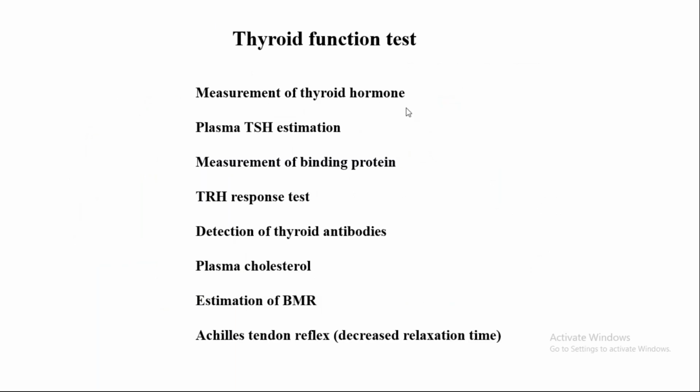Now the thyroid function test. What are the tests to be done? The measurement of the thyroid hormone, plasma TSH estimation can be done, measurement of binding proteins can be done, TRH response test, detection of thyroid antibodies, plasma cholesterol estimation. The functions of thyroid hormone I have explained in detail, so I am not explaining over here. Estimation of BMR and decreased relaxation time. So these are the tests to be done for abnormality of thyroid functions.